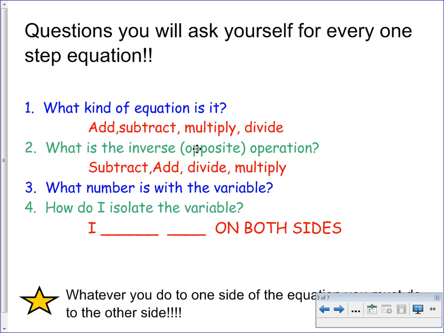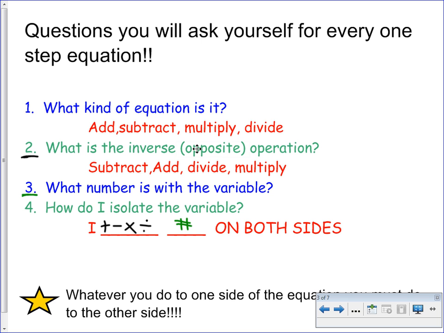Every time I ask you how to isolate the variable, I want this sentence to be said: I blank blank on both sides. The first blank comes from question number 2, what is the inverse operation? That's either going to be adding, subtracting, multiplying, or dividing. And the second blank is whatever you answered to number 3, the number that is with the variable. So make sure you get those in your notes.